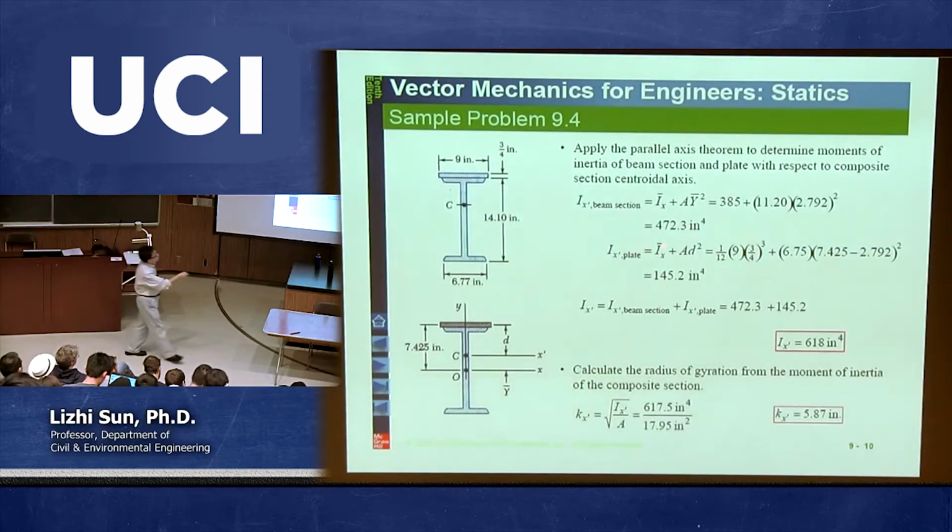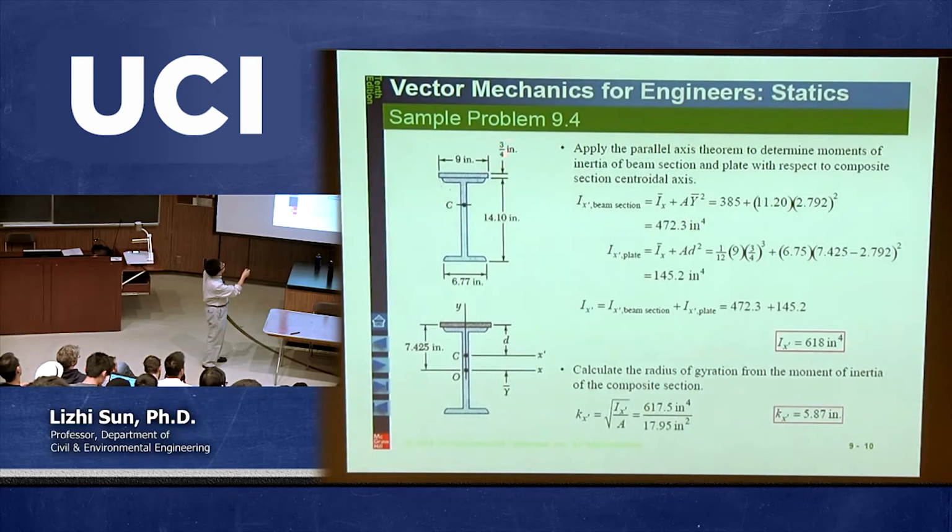It is equal to, again, the moment of inertia about its local centroid axis. The local centroid axis passes through the center of this rectangle. This is 1 over 12 times 9 times 3/4 inch, because of this thickness. This is called B, this is called H. So 1 over 12, 9 times 3/4 cubed. You may ask, what is the formula we're talking about?